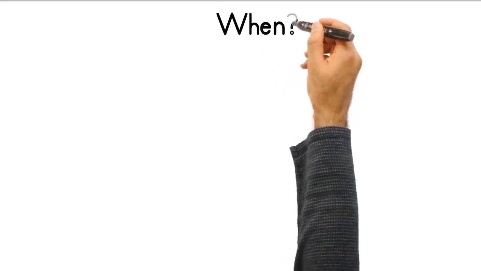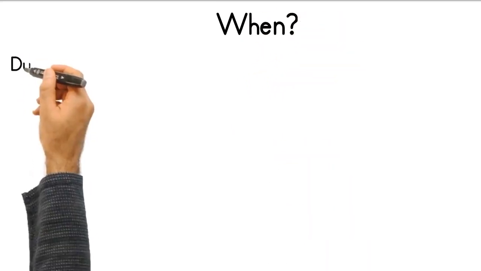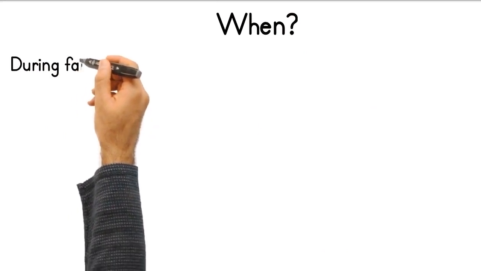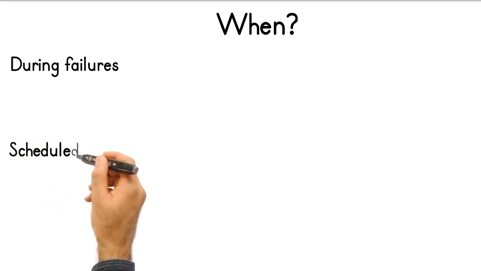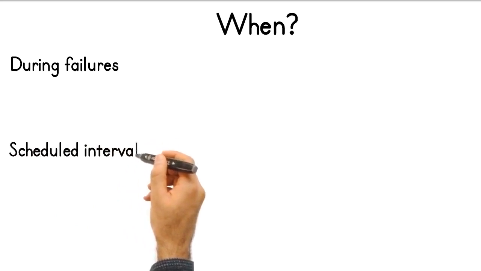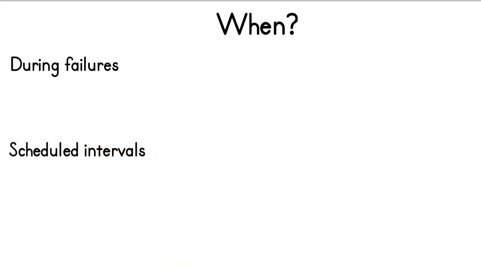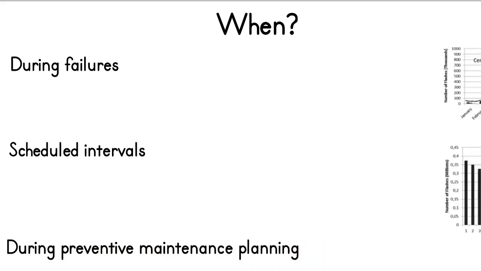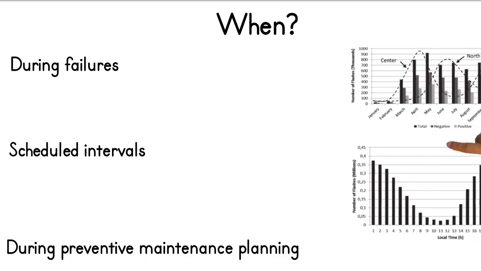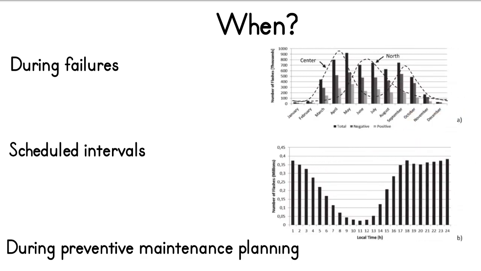When is MTTR measured and applied? During equipment failures, MTTR is measured every time a failure occurs and a repair is performed. It helps track how efficiently the issue was resolved. At scheduled intervals, MTTR can be analyzed over time, typically monthly or quarterly, to monitor trends and improvements. During preventive maintenance planning, understanding MTTR helps in scheduling maintenance activities and ensuring that critical repairs are done in a timely manner without disrupting production.